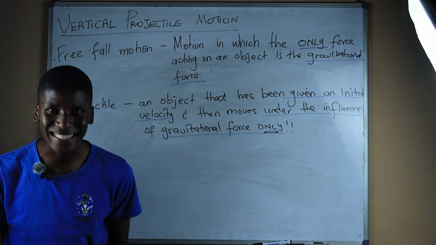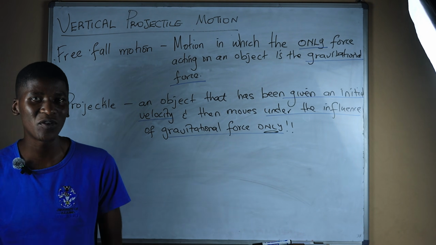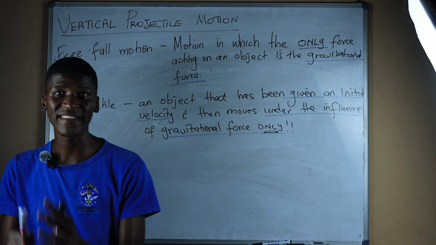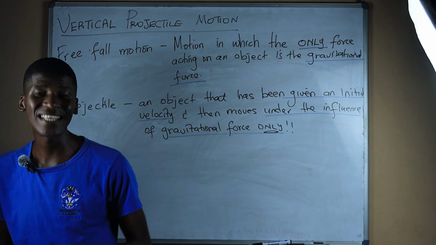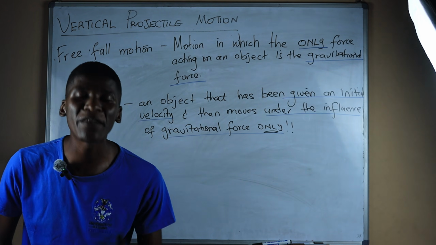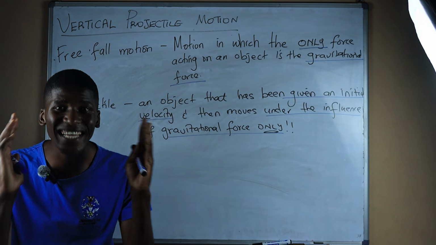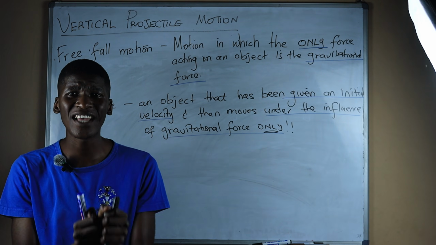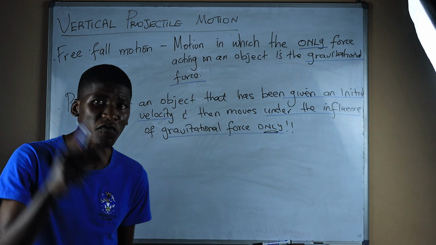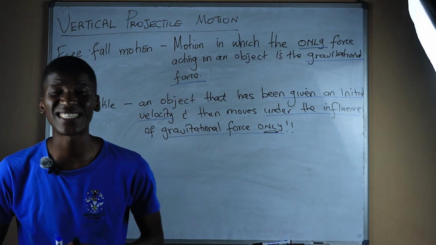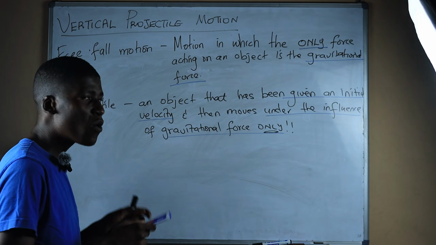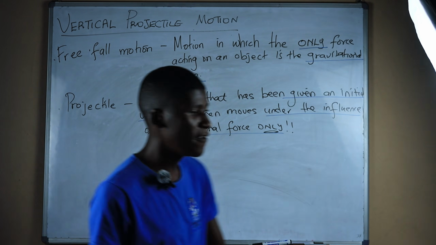So although these definitions are similar because they've all got this keyword, gravitational force only, they are not the same definitions. The first one, free fall motion, describes the movement whereby the only force acting on the object is the gravitational force. And the projectile itself is an object which is undergoing the free fall motion. So it is the object that you have given an initial velocity, but then now it moves under the influence of gravitational force only. So now let's look at the dynamics of how this whole scenario works, okay?